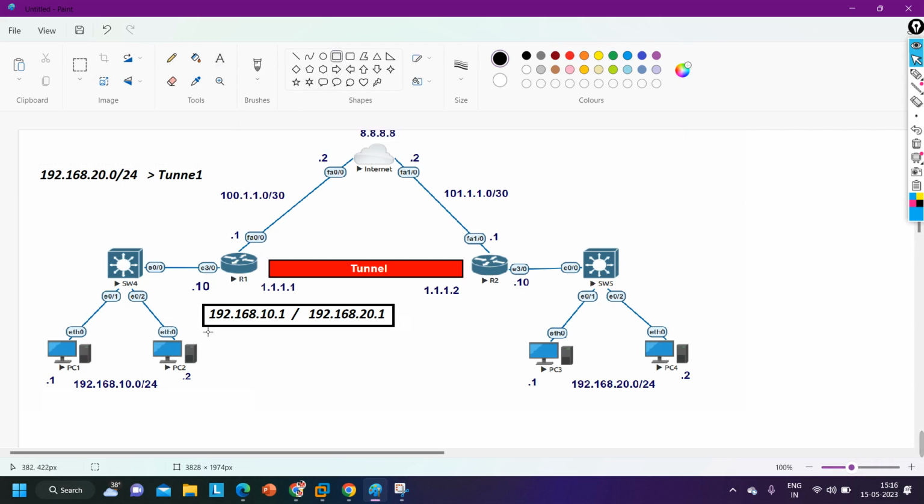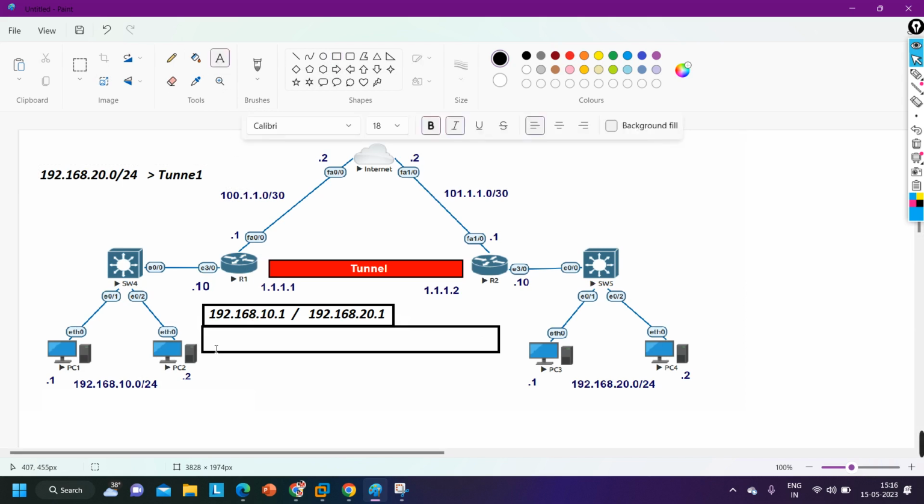the router is going to add one extra header at layer 3, that is called the GRE header. In the GRE header, the router will provide a source IP address and a destination IP address again. The source IP address will be the tunnel source IP address. Here you will define which IP address is the tunnel source: 100.1.1.1, your public IP address. This IP address will be your tunnel source IP address, and this IP address will be your tunnel destination IP address.